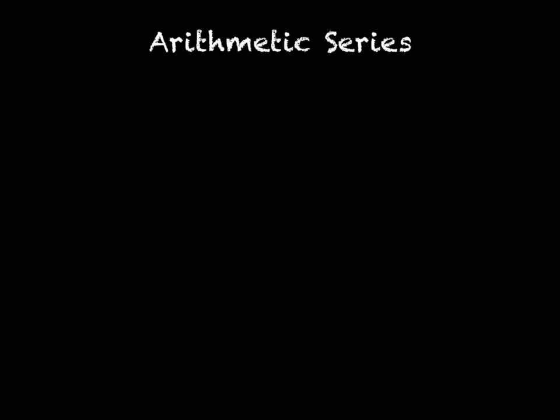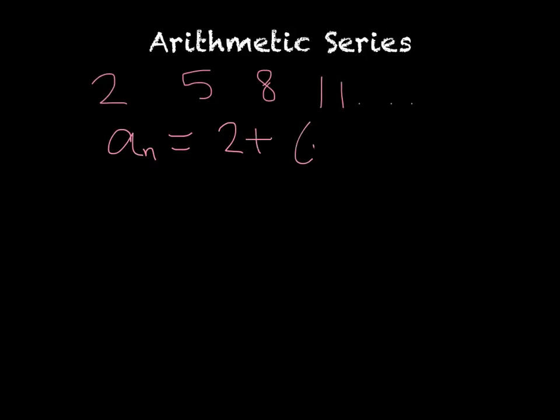We can write recursive formulas for arithmetic series. To do this, let's look at a sample series. Let's say that it starts at 2, and we're going to add 3 to each term. Now, our explicit formula for this sequence is a of n equals the first term plus n minus 1 times the difference, or 3n minus 1. And so we can see that this formula is in terms of n.